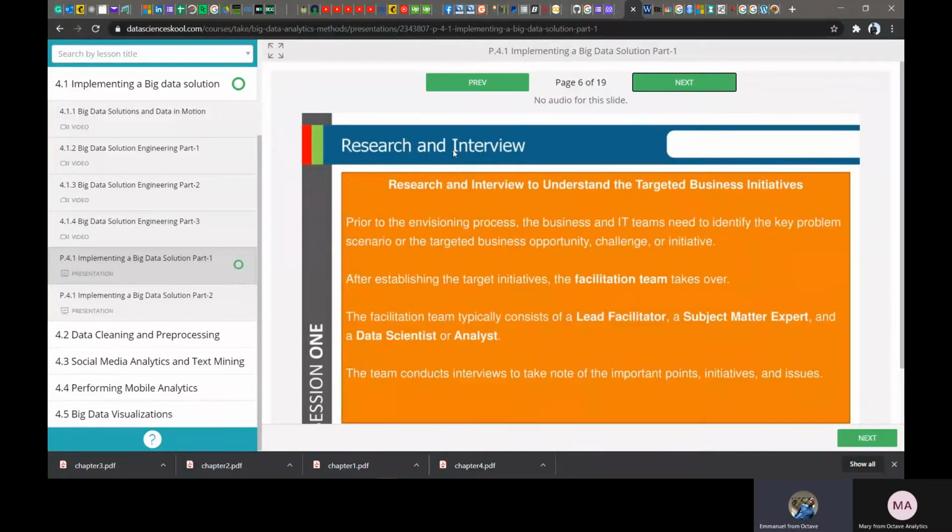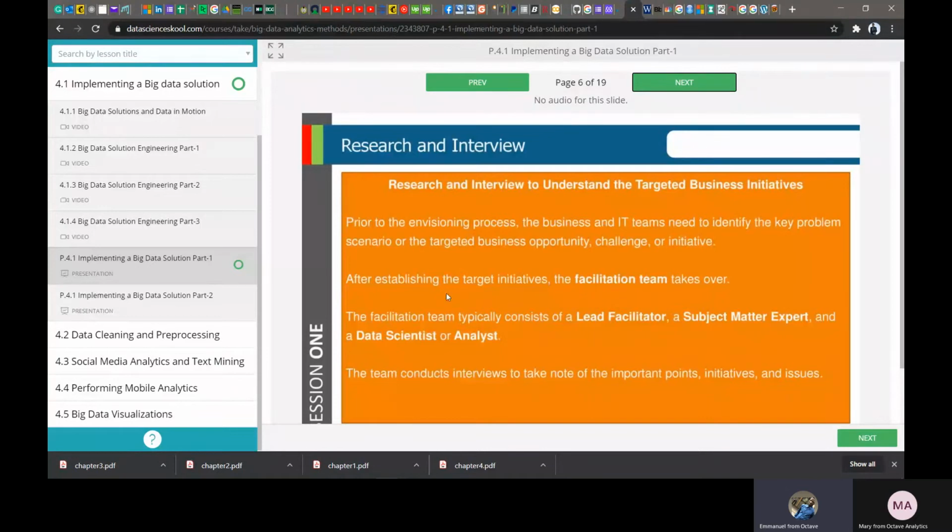So the first thing is research and interview, to understand the targeted business initiatives. Here, prior to the envisioning process, the business analytics teams need to identify the key problem scenario, or the target business opportunity, challenge, or initiative. After establishing the target initiative, the facilitation team takes over.